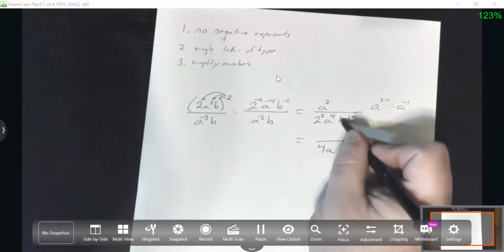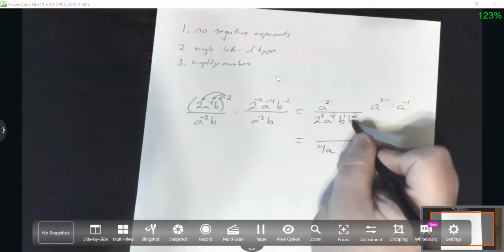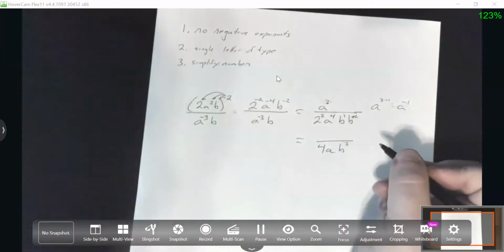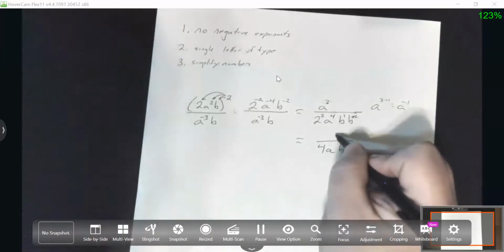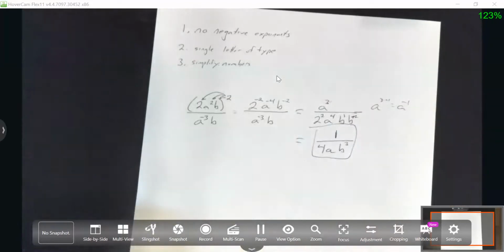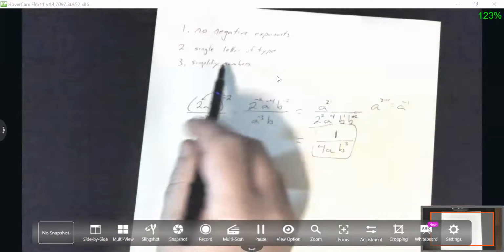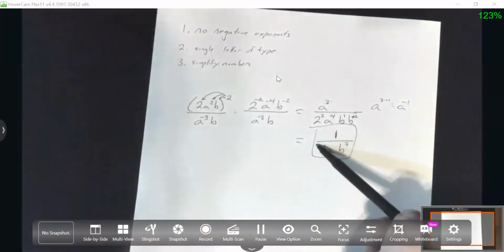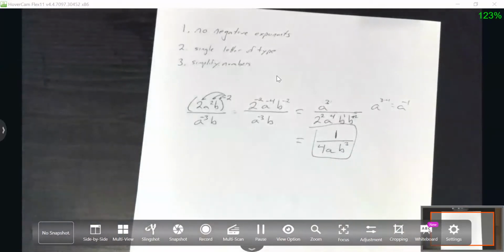B's down here, I have a b to the first times a b to the second. So that'd be a b to the third in the bottom here. And then since there was nothing left on top, we just have a 1 placeholder, and this would be my answer. So notice we double check: no negative exponents, check. Single letter of each type, check. Numbers are simplified. So this would be simplified all the way through.